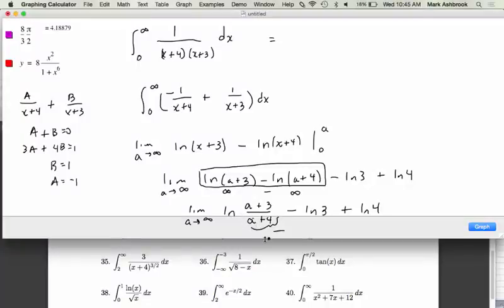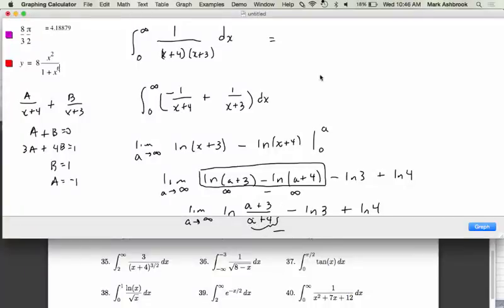So we're comparing the degrees, because they both explode at the same rate. So we think of a trillion plus 3 over a trillion plus 4. And then a zillion plus 3 over a zillion plus 4. And then a billion plus 3 over a billion plus 4, a Google plus 3 over a Google plus 4.